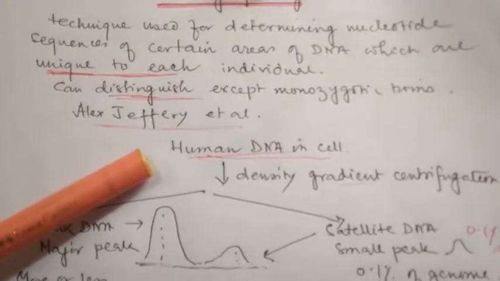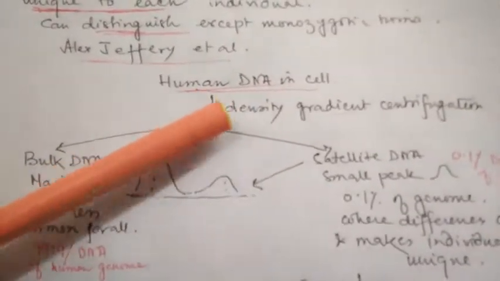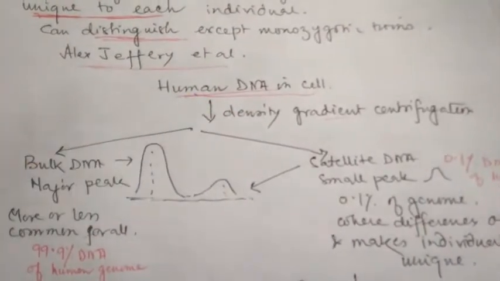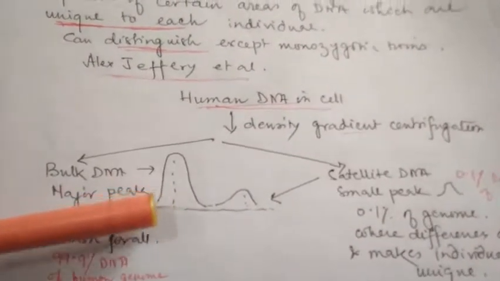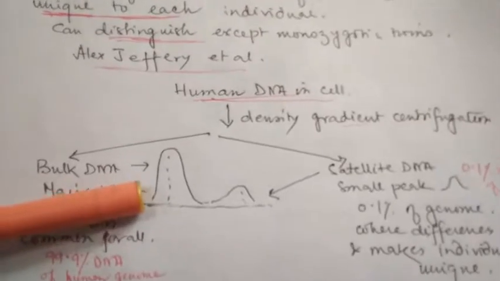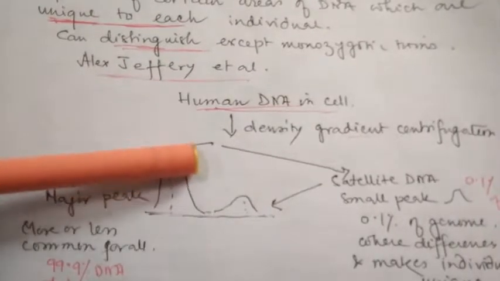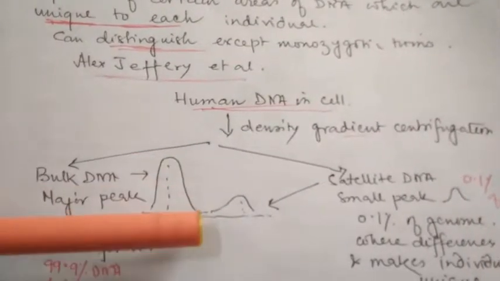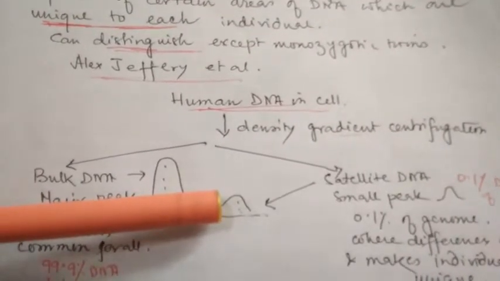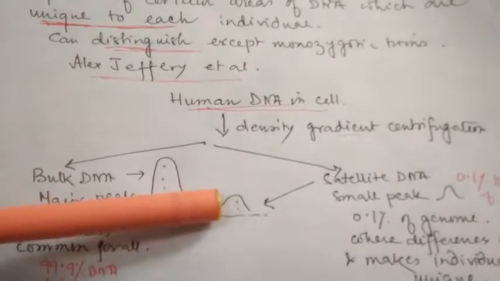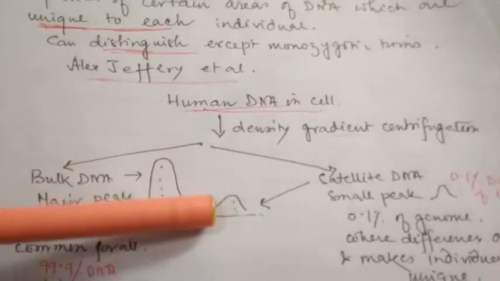So now what is done? First of all, the DNA from the human cell is extracted. Clear? The extracted DNA is passed through density gradient centrifugation, and the 99.9% will form a bulk. That is the bulk DNA which will form a major peak, and the rest, that is 0.1%, which is unique to each and every individual, will form a small peak. Clear? So this is our target region.